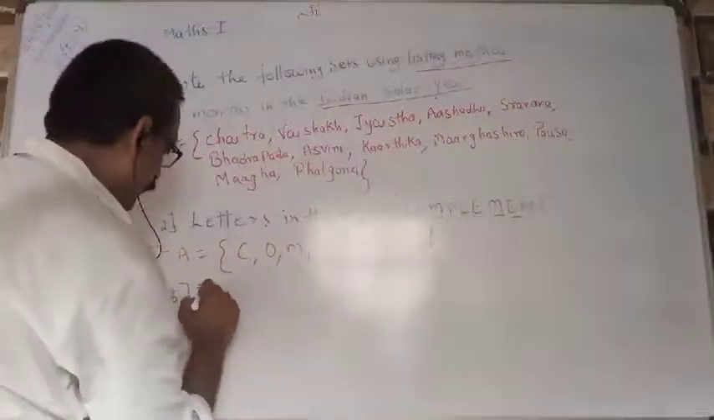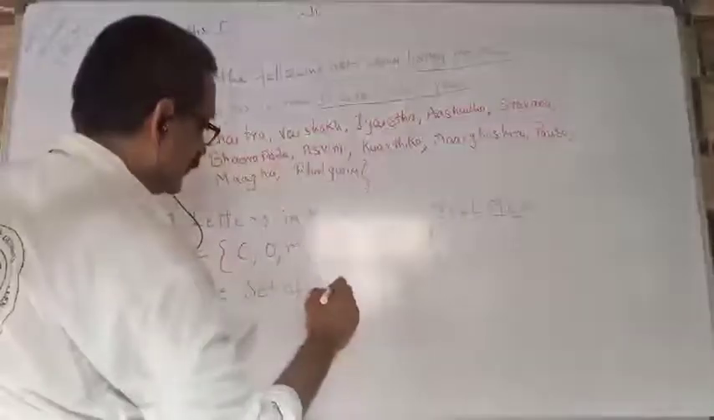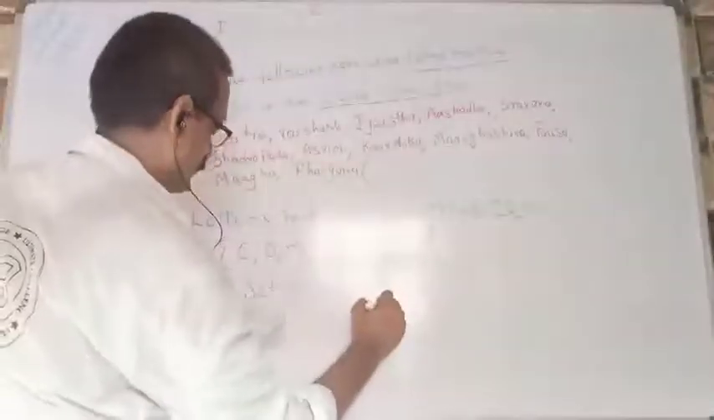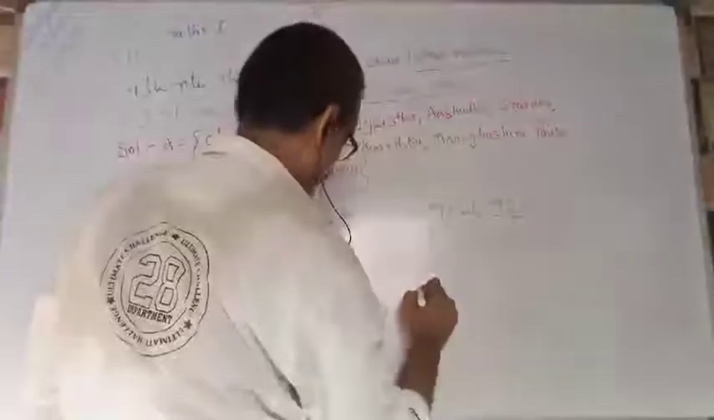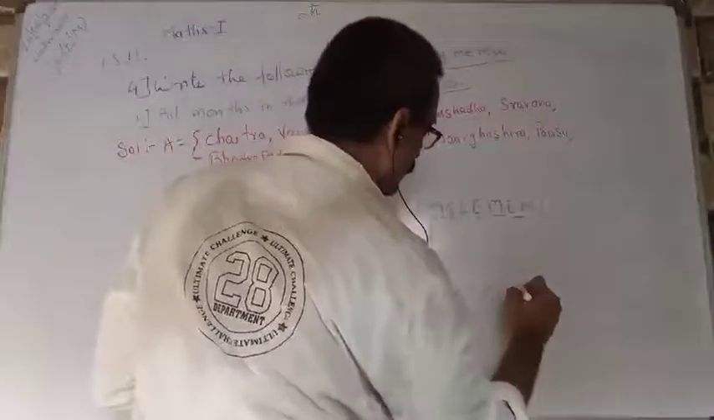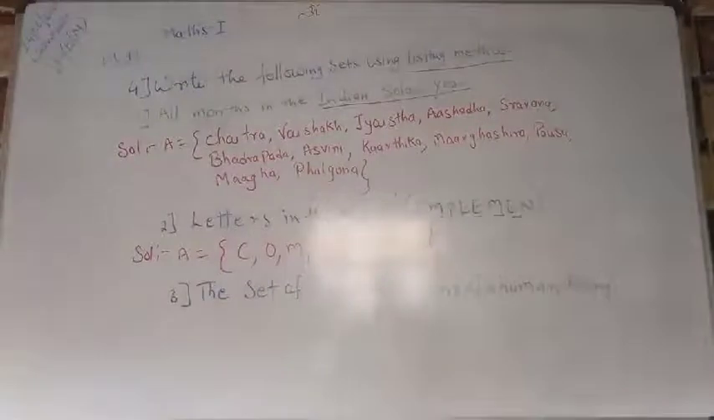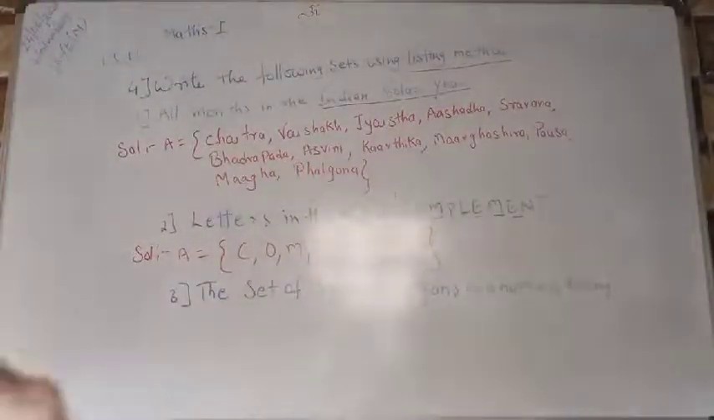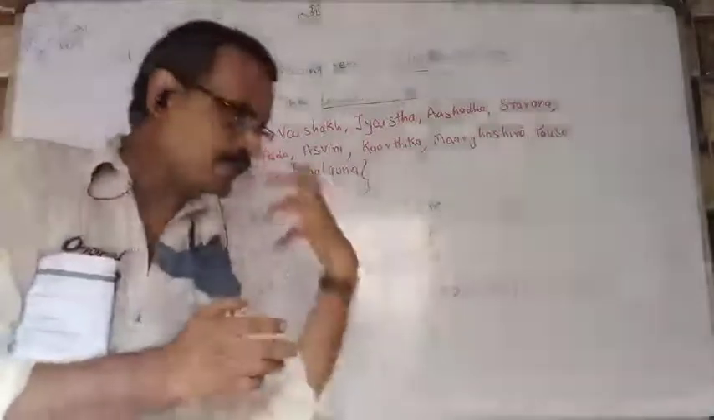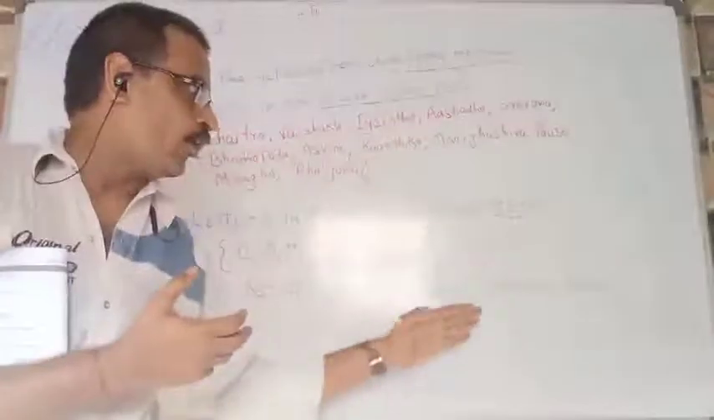the set of sensory organs of a human being. Yeah, the set of sensory organs, in class 3rd or class 4th in science we already understood, we know the set of sensory organs of the human being.